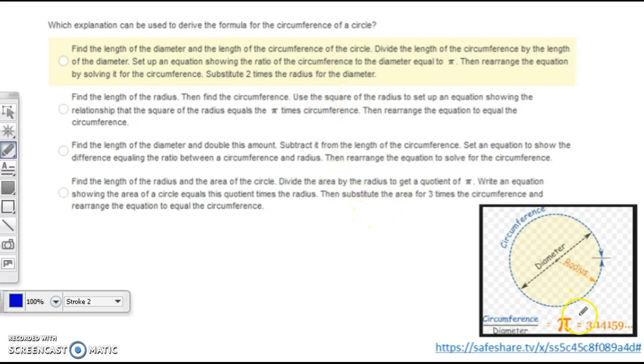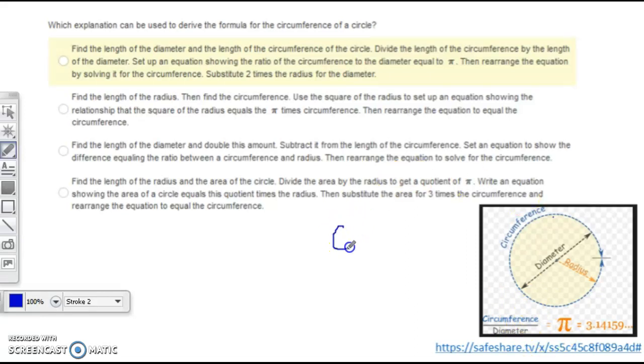So in order to do this problem, you first have to know how to get pi. And remember, that was on our need to know information. Pi is the circumference divided by the diameter. So that's how you get pi. Once you know that, you can just basically rearrange it and solve for circumference.